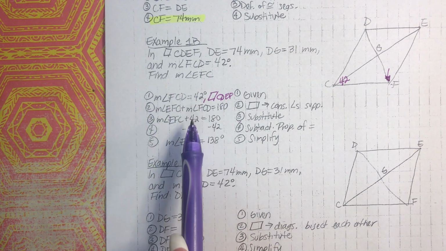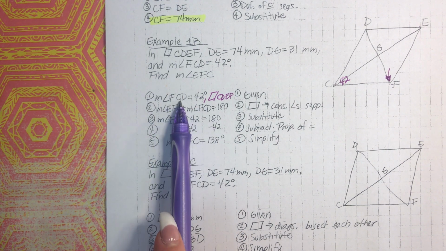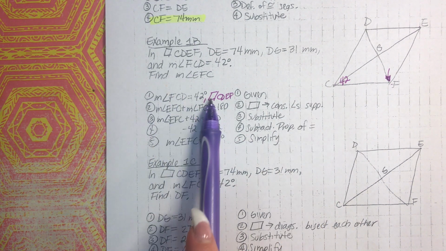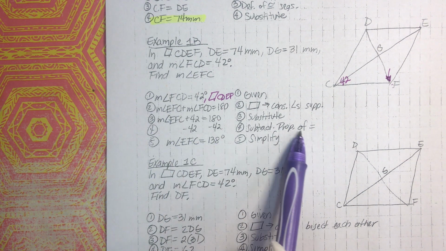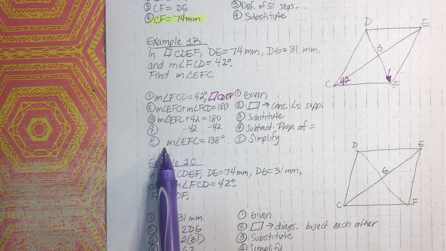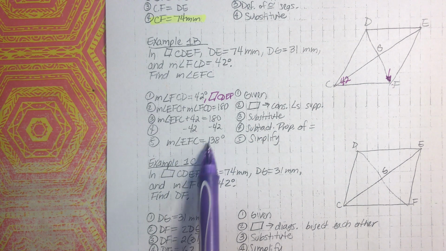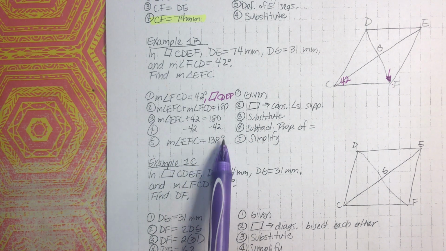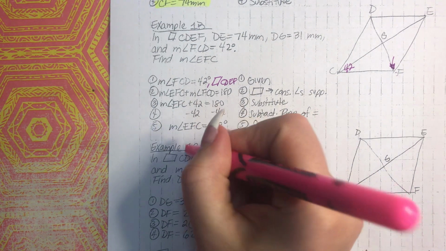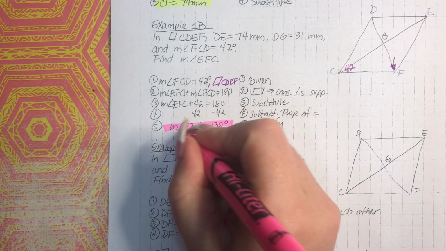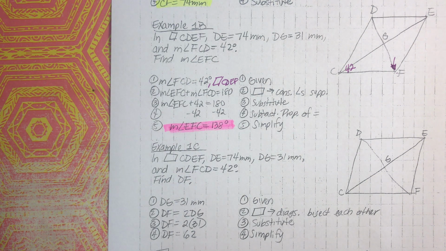Then you substitute, because we have the angle for this, so we just put 42 in there. And then it's just some good old-fashioned subtraction property of equality, and boom shakalaka, there we have it. The measure of angle EFC equals 180 minus 42, which is 138 degrees. And that is just simplify. Are you guys seeing this? Is it making sense?